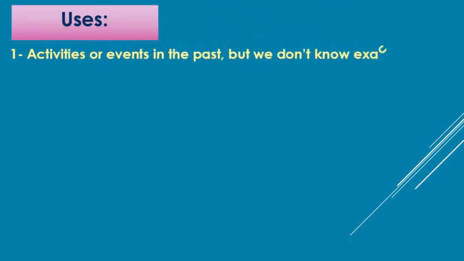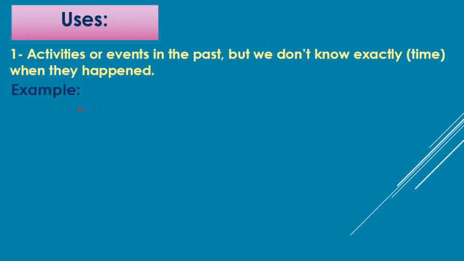Okay guys, now let's move to the uses. الاستخدامات. So we use the present perfect for activities or events in the past. للأحداث أو النشاطات في الماضي, but we don't know exactly when they happened. ولكن لا نعلم متى حدثت في الوقت موعدها. إذن أفعال أو نشاطات في الماضي ولكن لا نعلم وقت حدوثها.